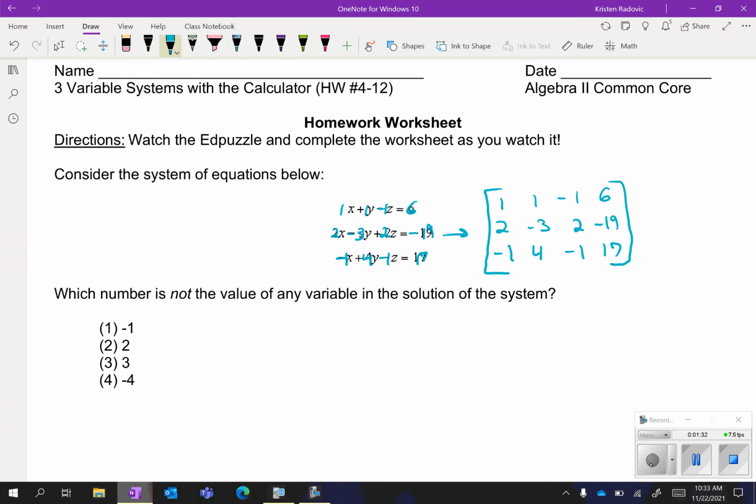Basically, I rewrote the entire system without the letters. But notice how everything is very organized. All of my x's are in the first column, columns go up and down. All of my y's are in the second column. All of my z's are in the third, and all of what I'm equal to is in the fourth. And then my rows are just equation 1, equation 2, and equation 3. I'm going to put this matrix into the calculator. I'm going to tell the calculator to solve it, and it will spit out what x, y, and z are equal to for you.